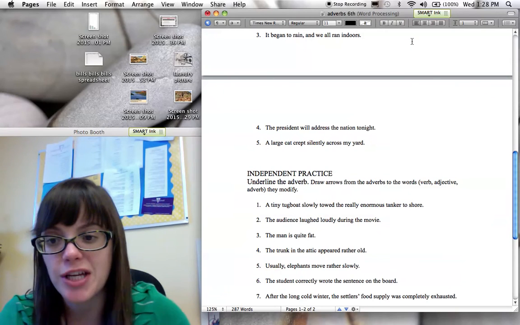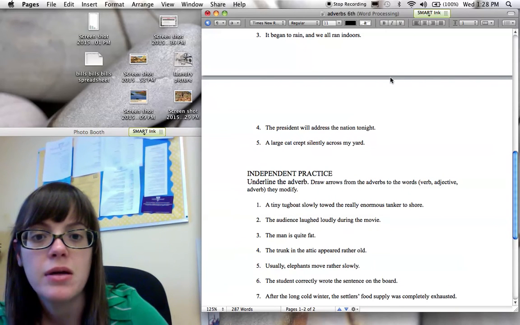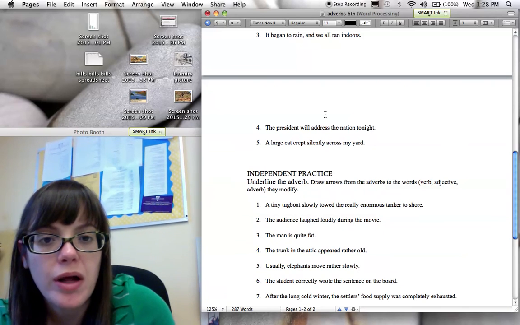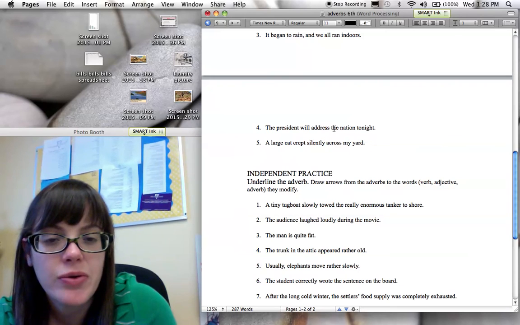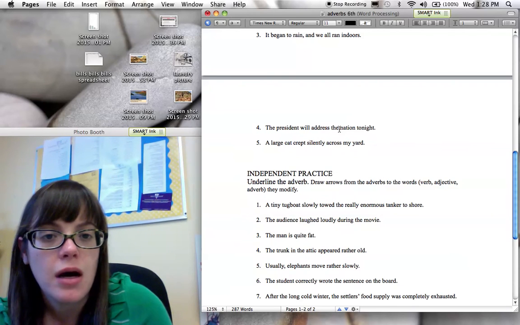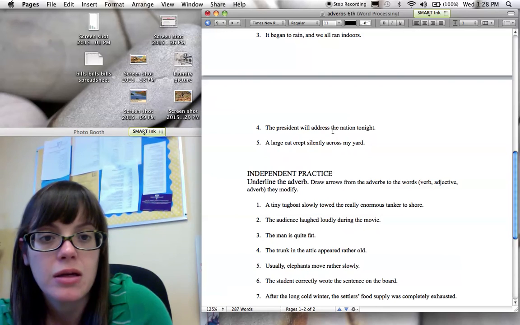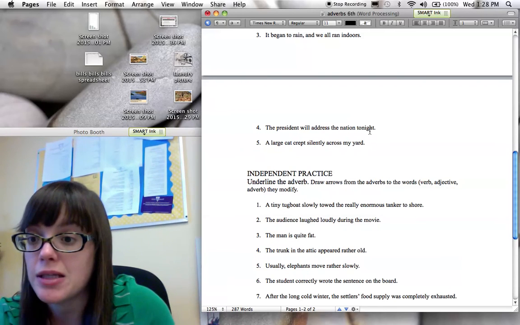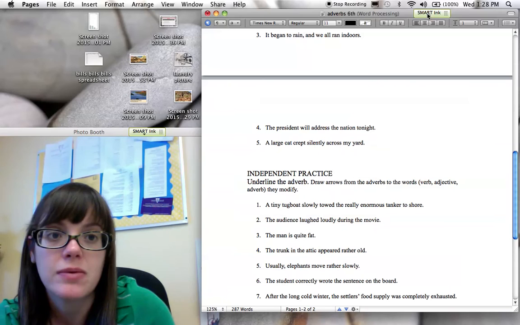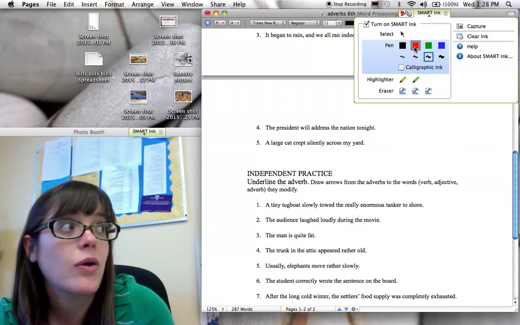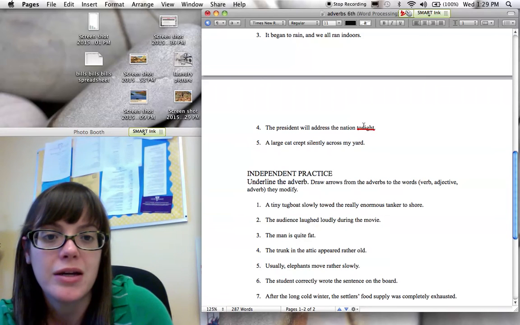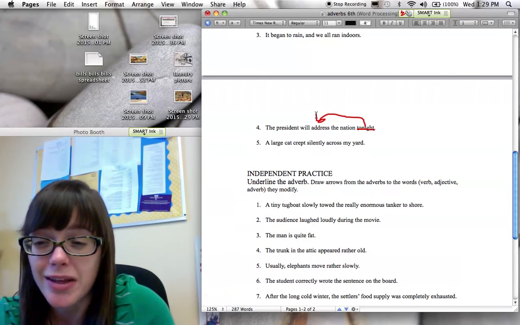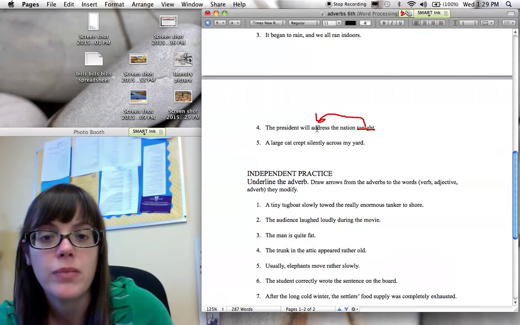All right, so hopefully we've gotten a chance to find our adverbs. Let's check it. So looking at number 4, the president will address the nation tonight. I've got my subject president, I've got what he's doing, will address, who he's addressing, the nation. So I'm only left with tonight, which tells me when. So that's one of our adverb questions. So I'm going to go ahead and draw a line under tonight, and then draw an arrow to address, because it's telling us when he's going to address the nation.